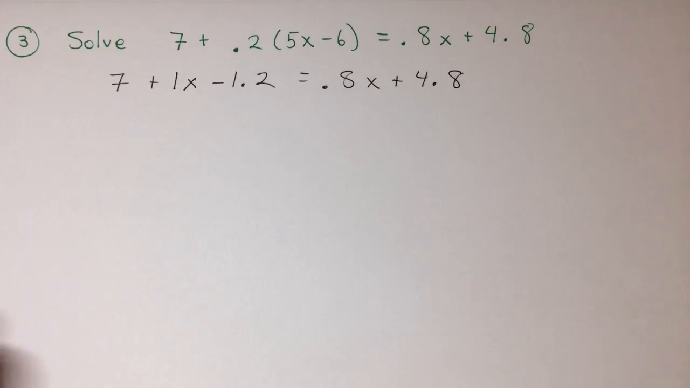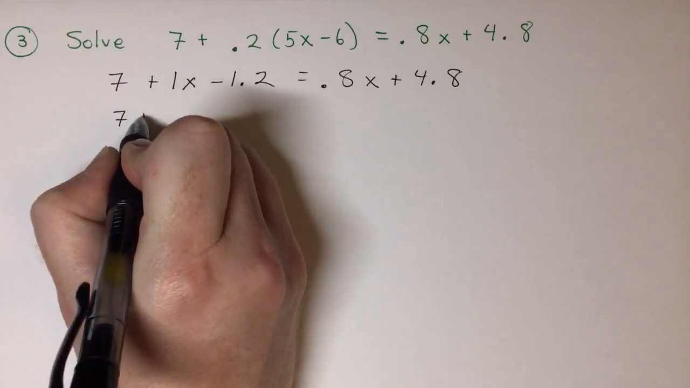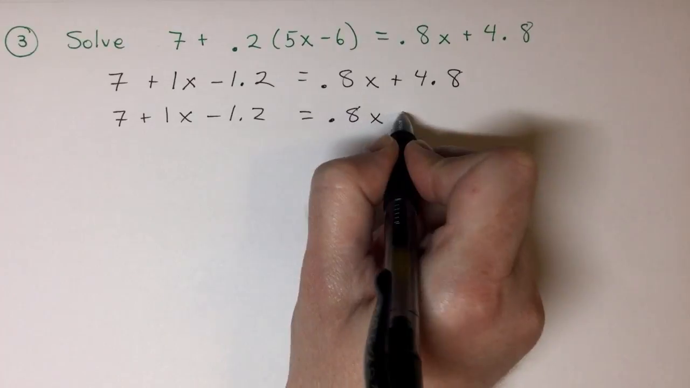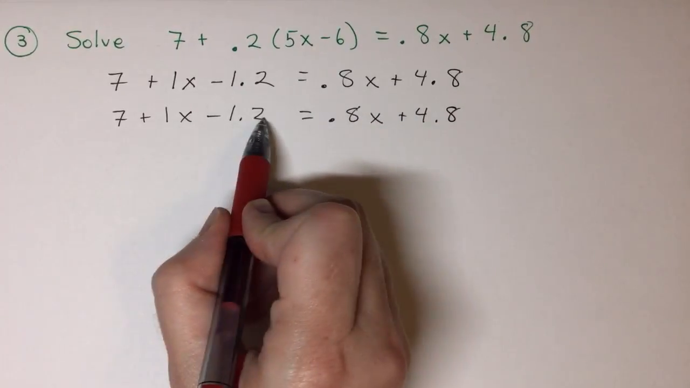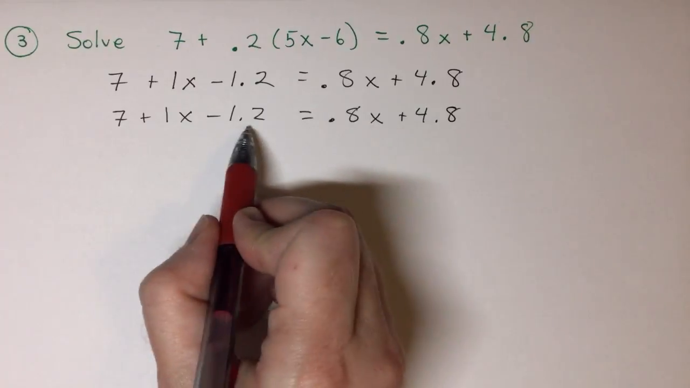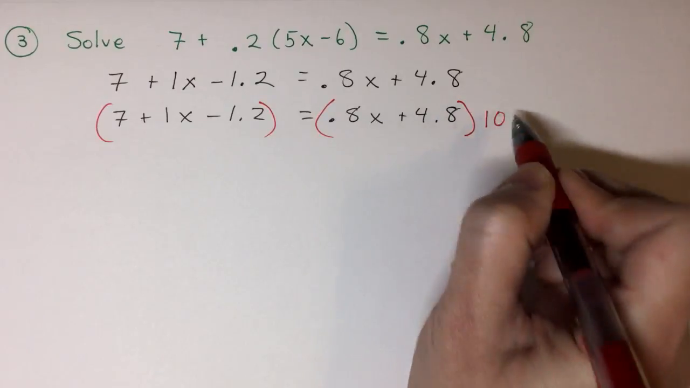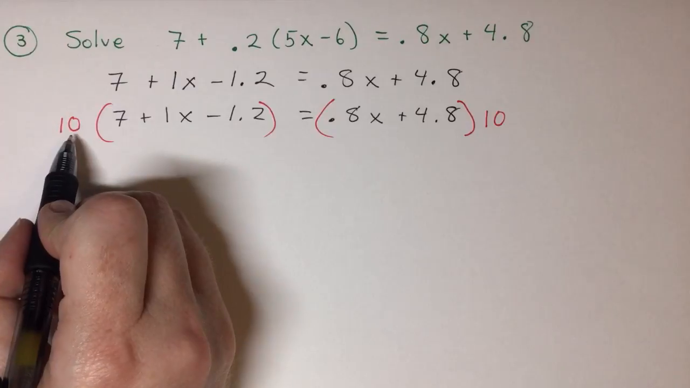plus 4.8. Now at this point, a decimal is nothing more than a fraction with a denominator of some power of 10. So what I'm going to want to do is clear those decimals. I've only got one place behind the decimal in any one of my numbers, so I'm going to multiply both sides by 10. That's going to serve to move the decimal one place.